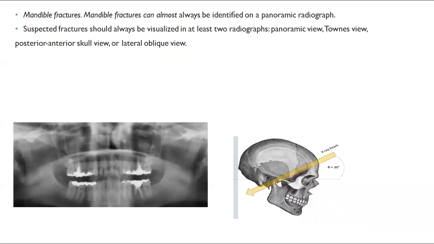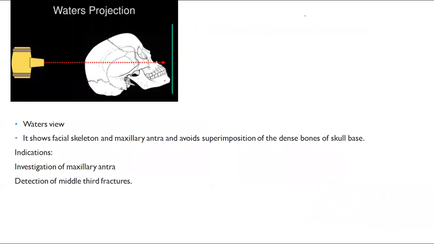Now coming to how do we diagnose these mandibular fractures? They can always be identified on a panoramic radiograph. Suspected fractures should always be visualized in at least 2 radiographs. So it can be in panoramic view, Townes view, posterior anterior skull view, and lateral oblique view. So for different kinds of fractures, different views are being used. So let's talk about each.